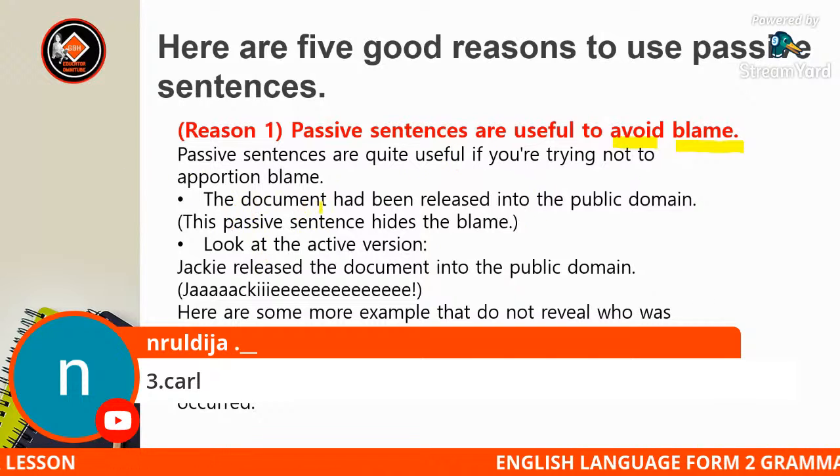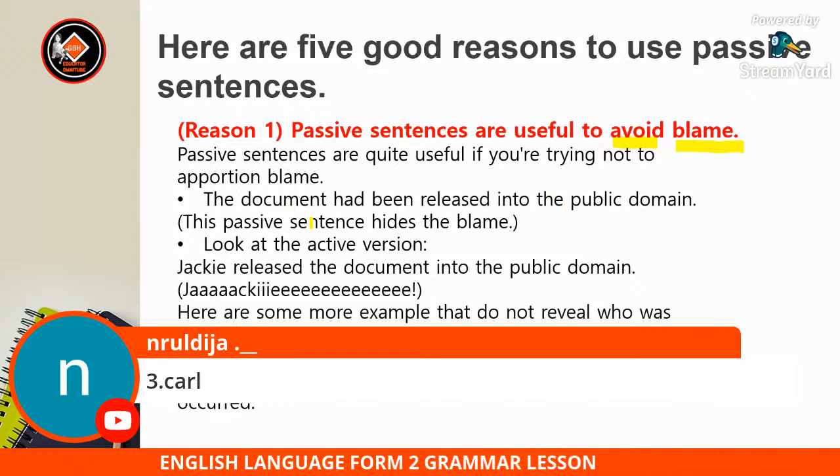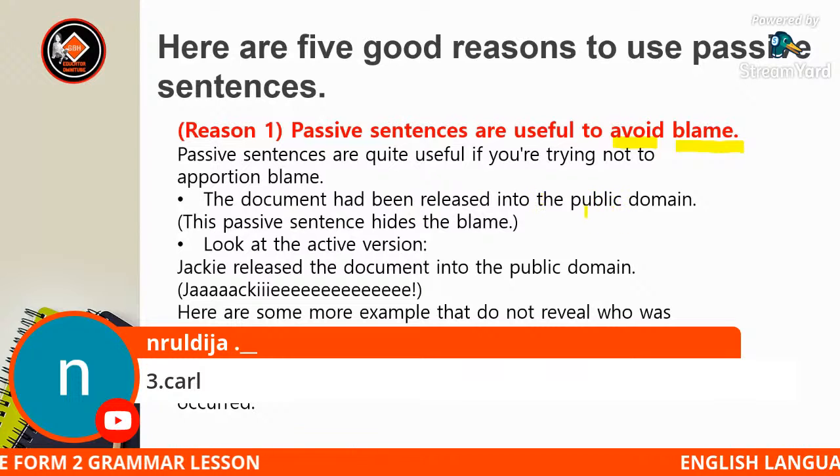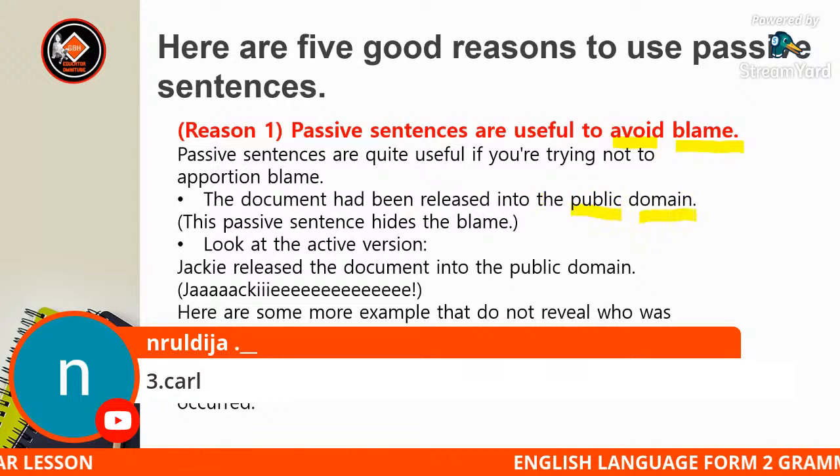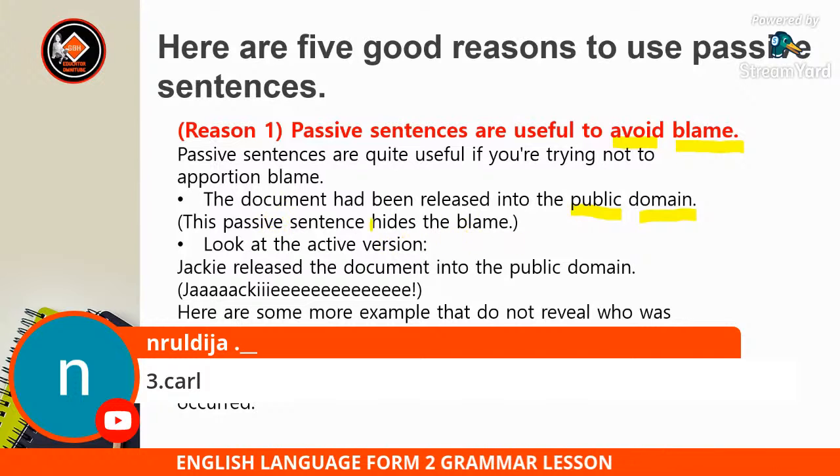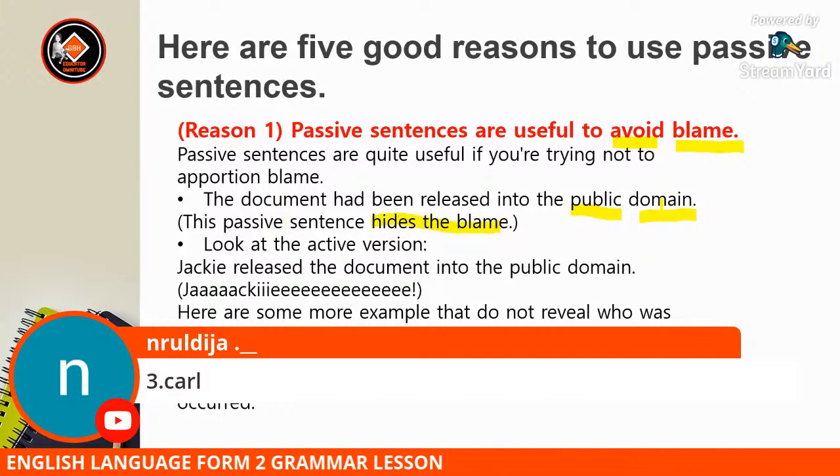Example number 1, the document had been released into the public domain. It means that the document, whatever you have, everybody can see. Public domain means public can view whatever you have. This passive sentence hides the blame. So there is no by, right? Okay, I use a blue one.